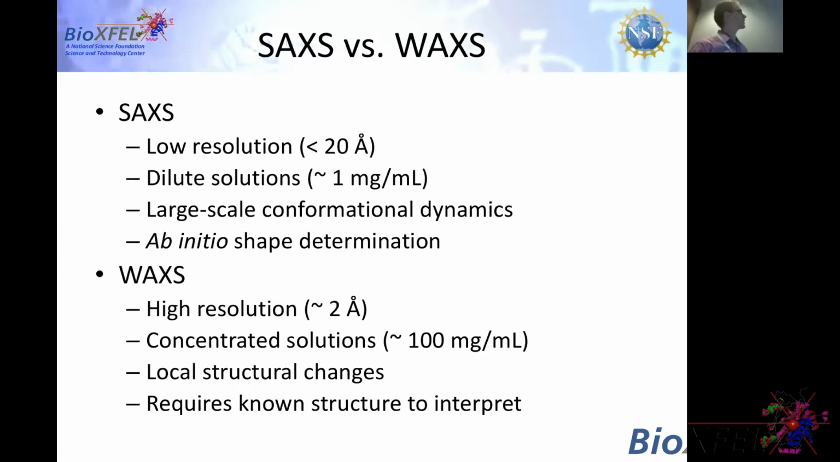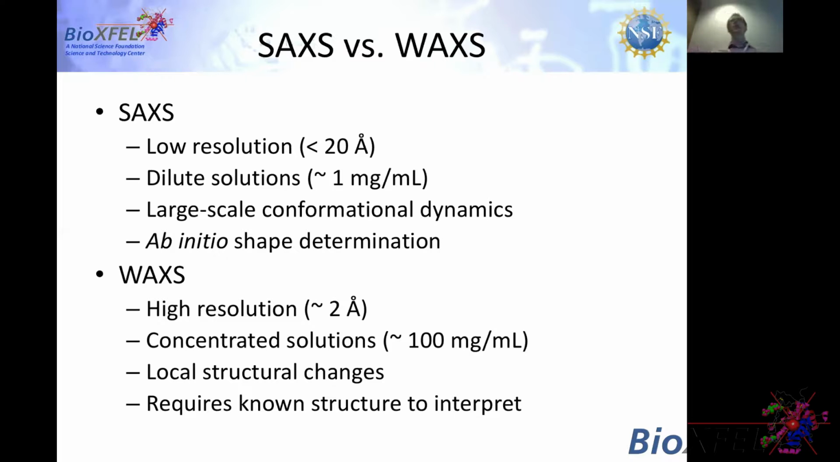The first SAXS was done by André Guinier back in 1939, so it's been around for quite a while. SAXS is low resolution. It's small angles, as I mentioned, so we're looking at something below 20 angstrom resolution. But the term resolution in SAXS is somewhat ambiguous because while we technically go out to the equivalent Bragg scattering angle of, say, 20 angstrom resolution, we're losing lots of information content because we don't have that three-dimensional molecular transform. So we're losing a significant amount of information content.